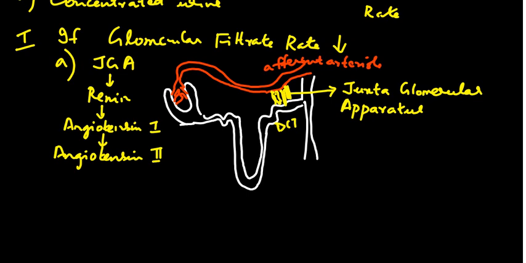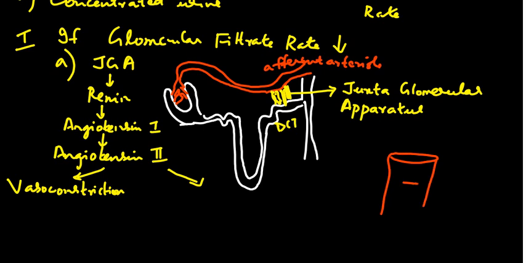Angiotensin 2 has two functions. One function is vasoconstriction. Vasoconstriction means the blood vessels will constrict, or become narrow. So if this is the typical blood vessel diameter, then if vasoconstriction takes place, it will become like this. So this is called vasoconstriction. So angiotensin 2 causes vasoconstriction, and it also helps in the release of a hormone called aldosterone from the adrenal gland.